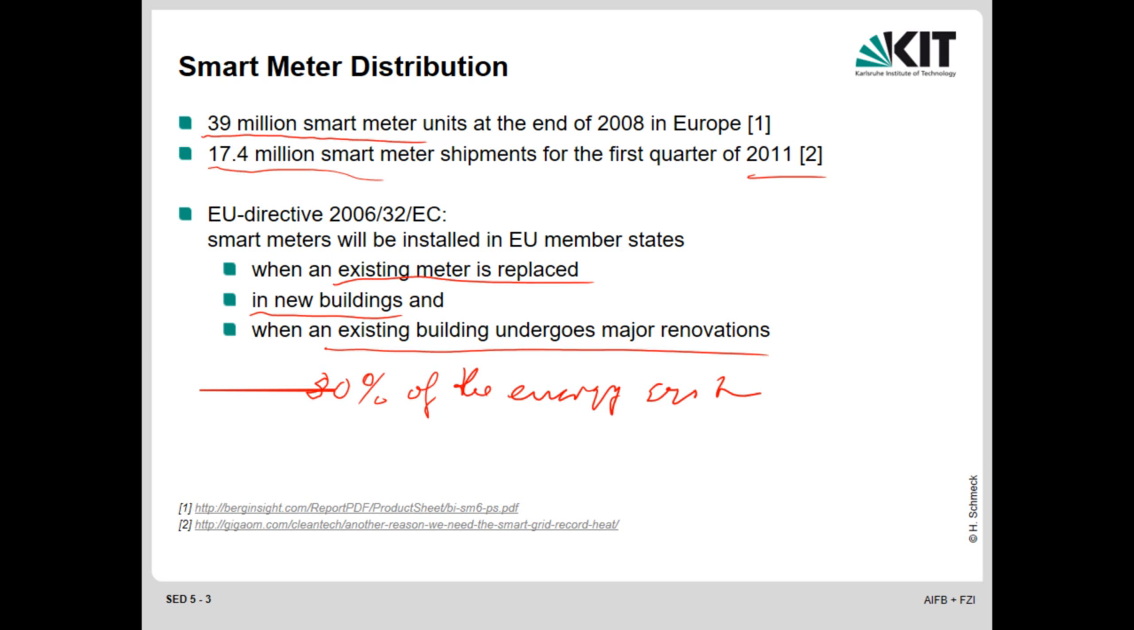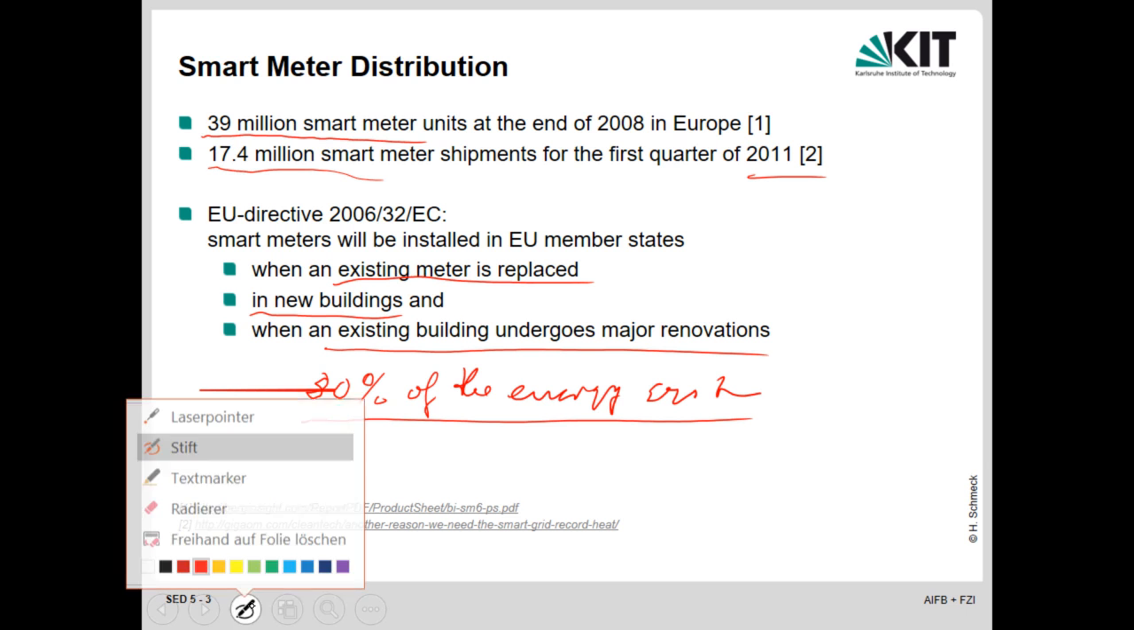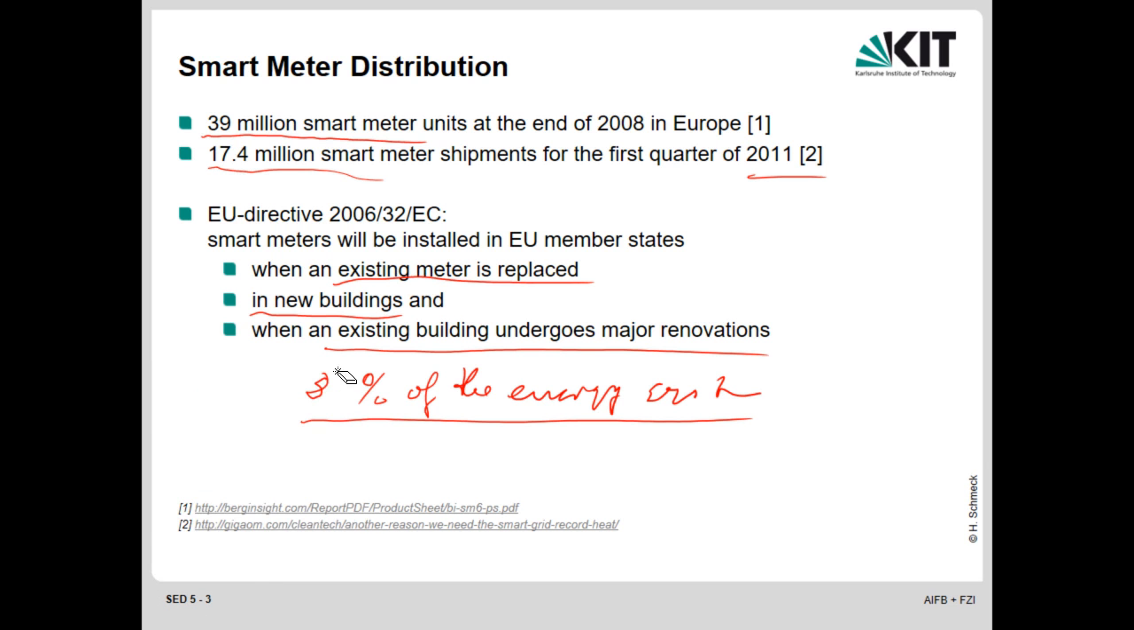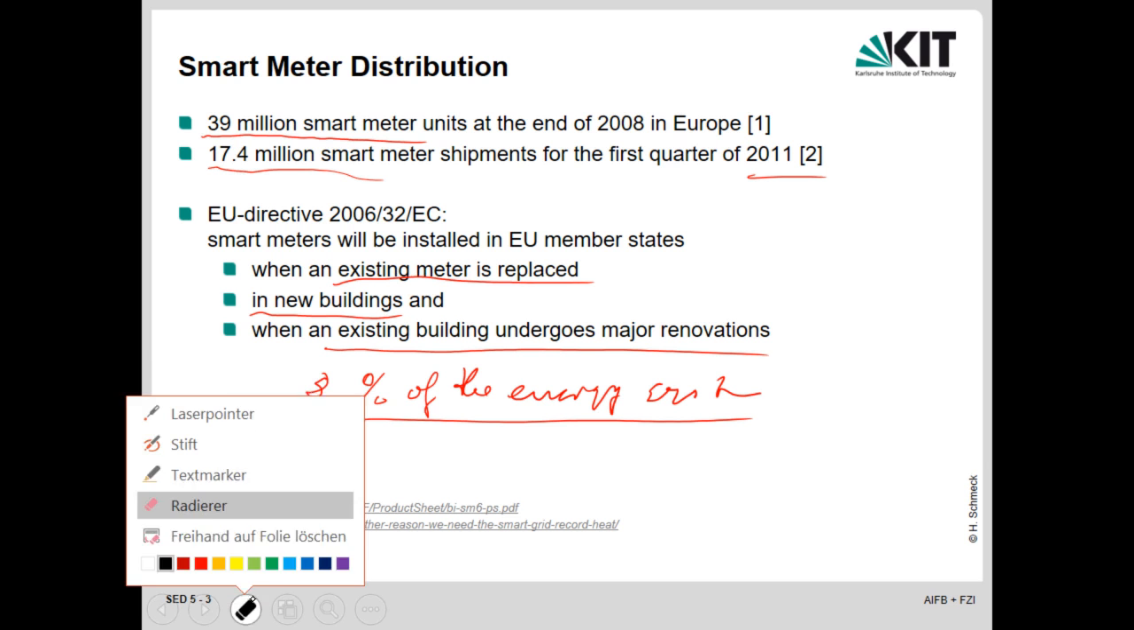And so they say, okay, since it is 80% of the energy consumption, it's complying with that rule. 80% of the energy system should be covered with smart meters. But this is only a fraction of the end consumers, because most consumers in Germany consume much less than 6,000 kilowatt hours per year. And so it's only a small fraction of houses that actually have to have these smart meters.